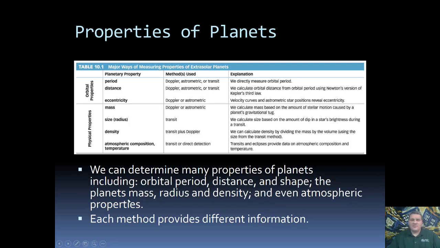We can determine the planet's mass and its radius, and if we have both mass and radius, we can figure out density. If conditions are just right, we can even figure out atmospheric properties. Does it have an atmosphere, and what is that atmosphere made of? Again, each of the different methods helps us figure out different properties.